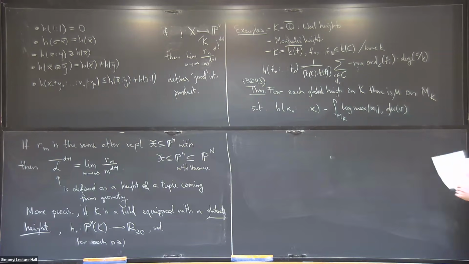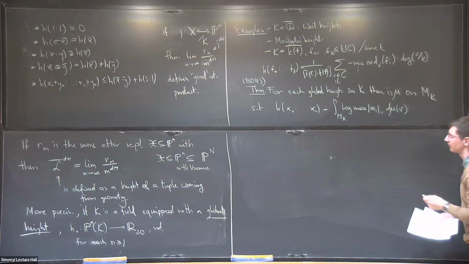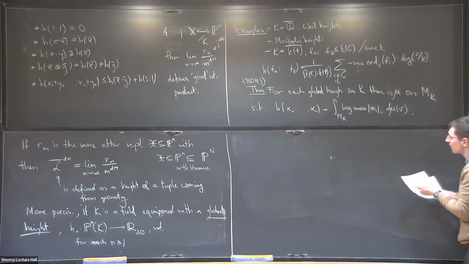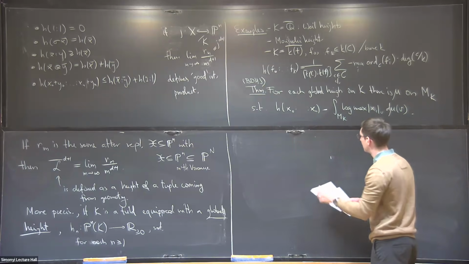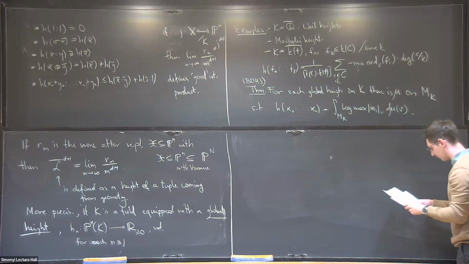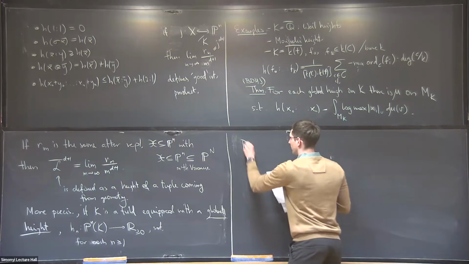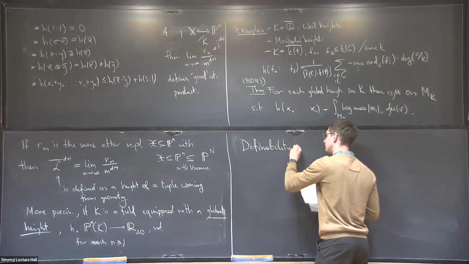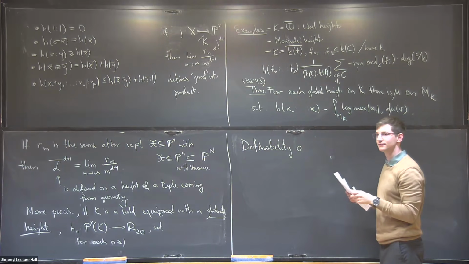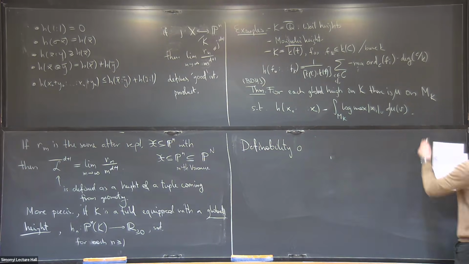So this is the measure on the space of norms, and here I integrate over the space of norms. This is how usually the Weil height is defined, but okay, this is the realm with that. And now I can talk a bit more about definability. Sorry, M_K is the space of norms. Yes, yeah.